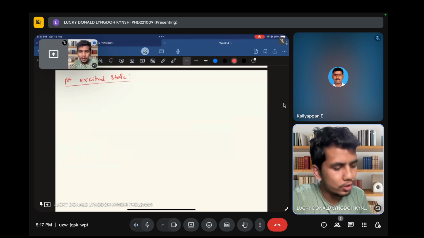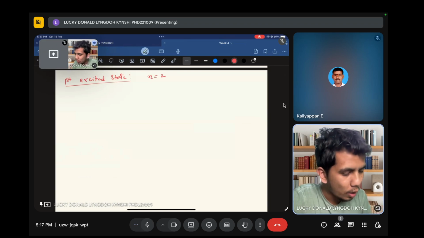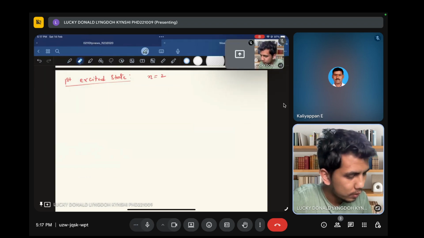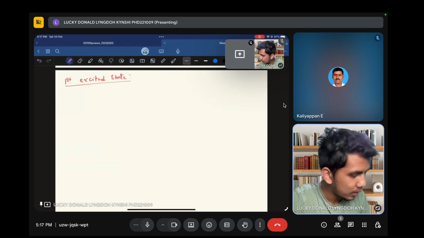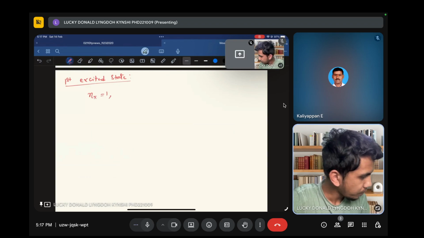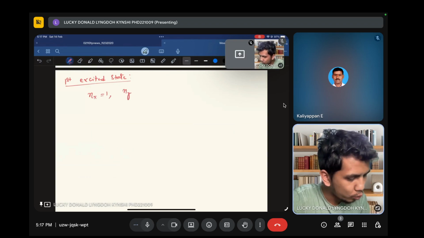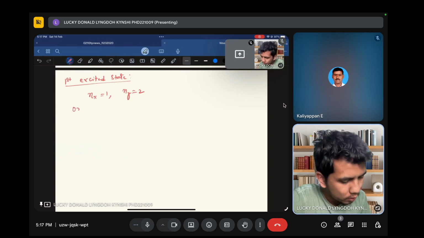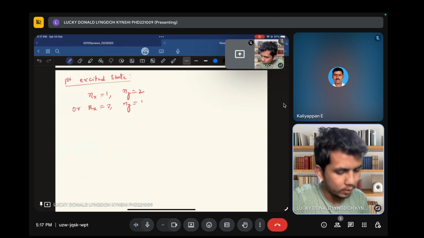Ideally, for one dimension, you will have n equal to 2. But here, since it's two dimensions, you again have two possibilities for the first excited state: either nx equal to 1 and ny equal to 2, or nx equal to 2 and ny equal to 1. And if you calculate, they have the same energy.